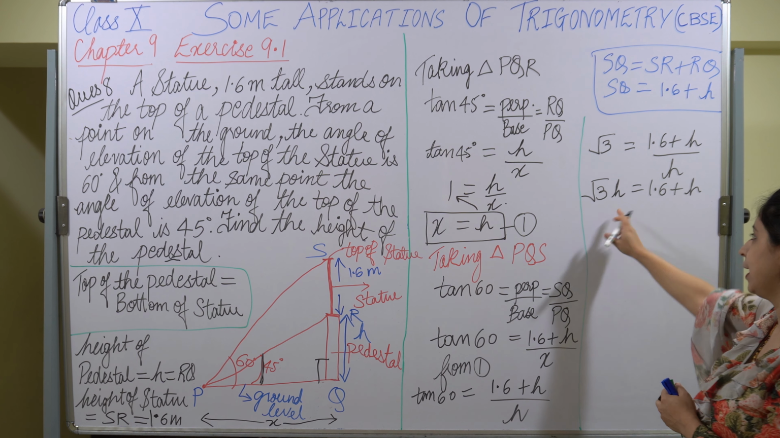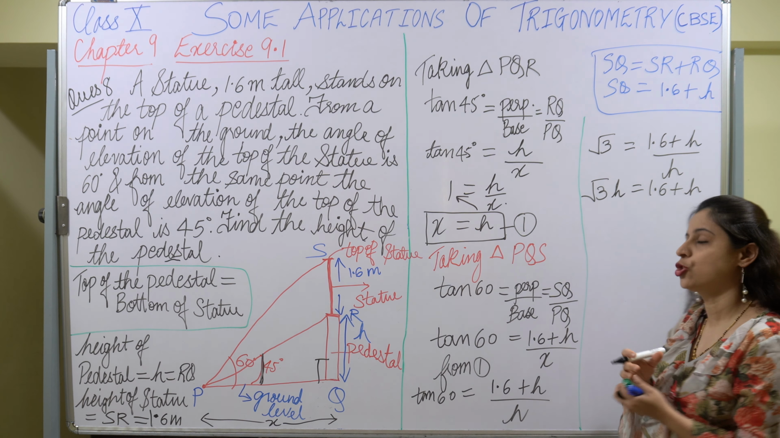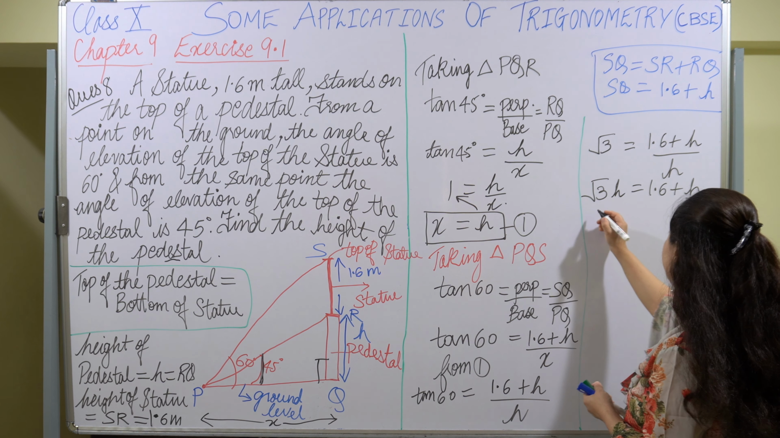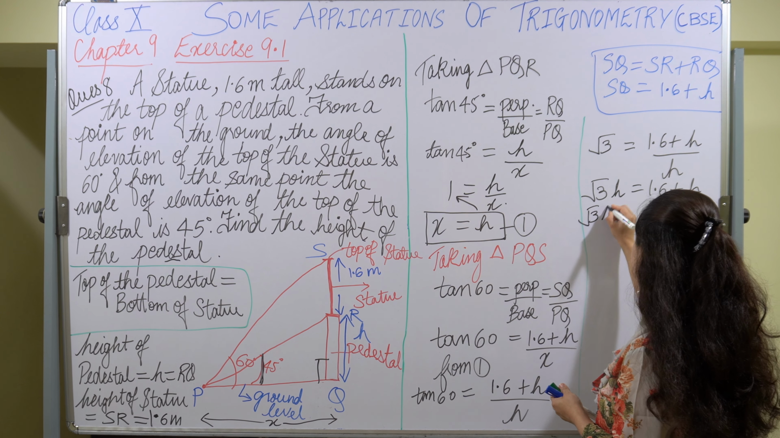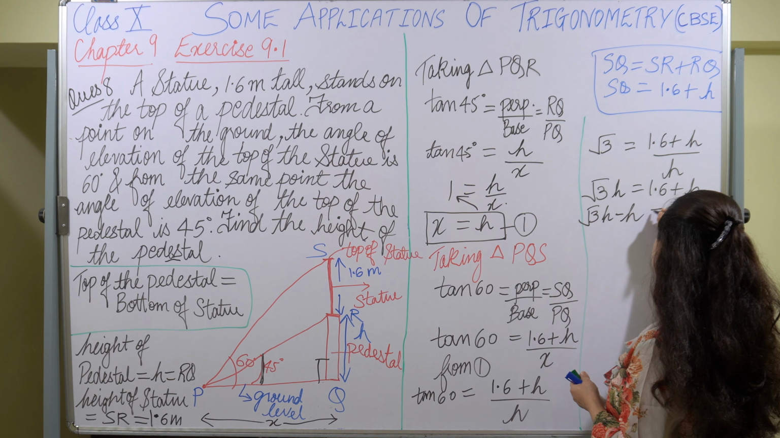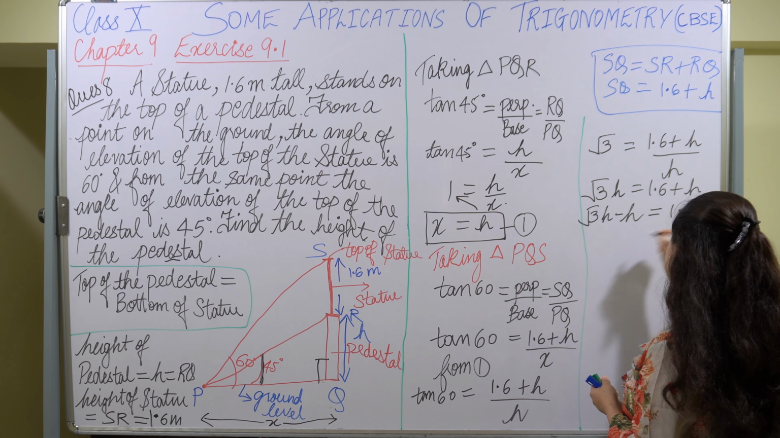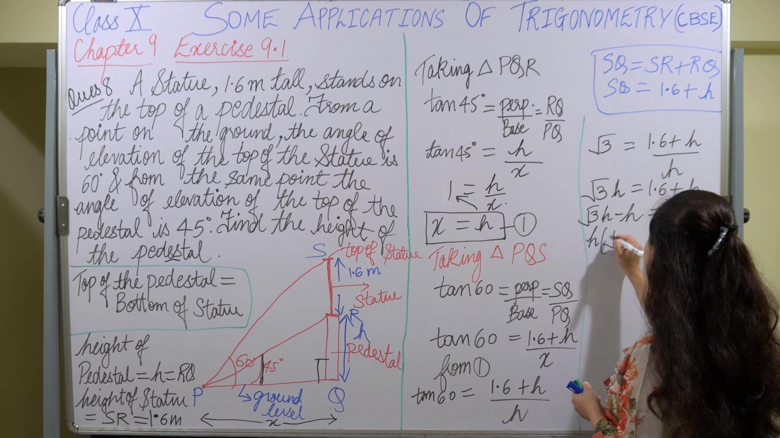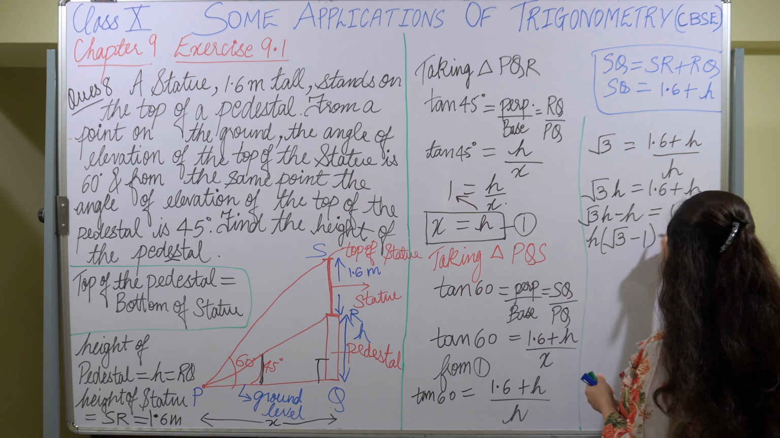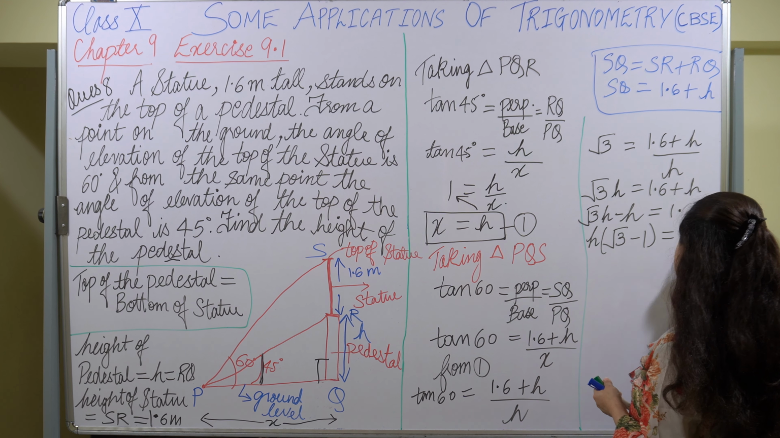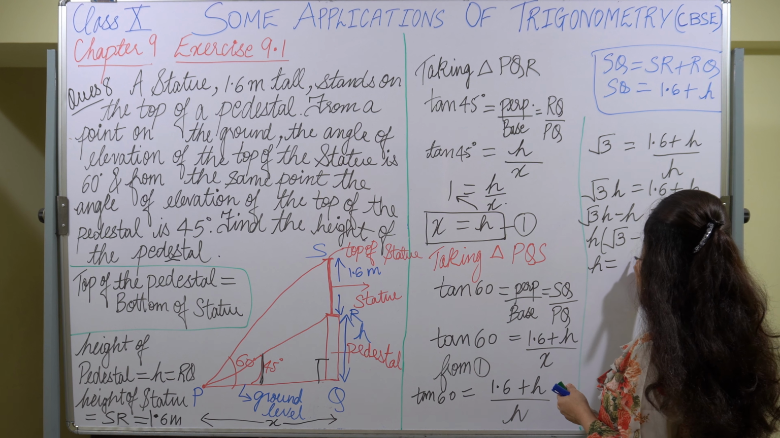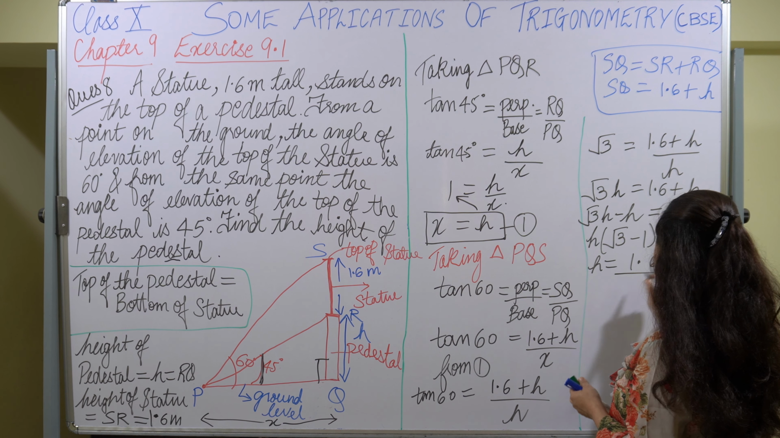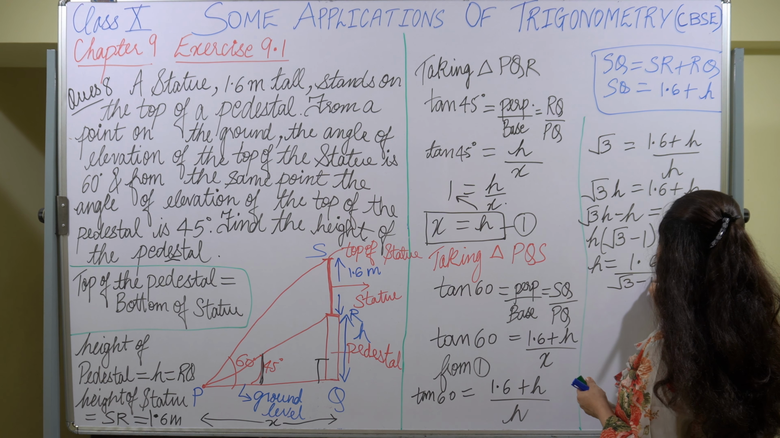This h will go to that side because we need to find the value of h. So it will go with the negative sign. So root 3h minus h will be equal to 1.6. Now I will take h common. h times root 3 minus 1 will be equal to 1.6. So h will be equal to 1.6 upon root 3 minus 1.